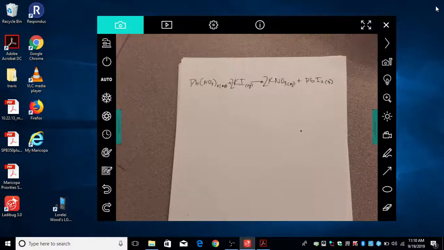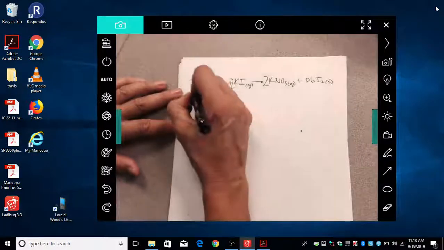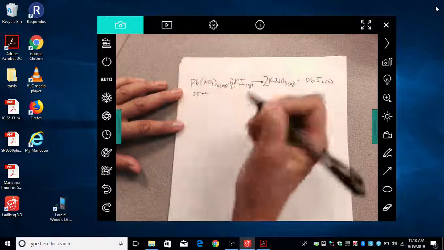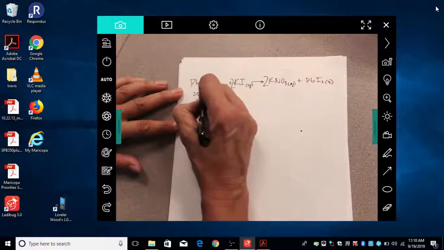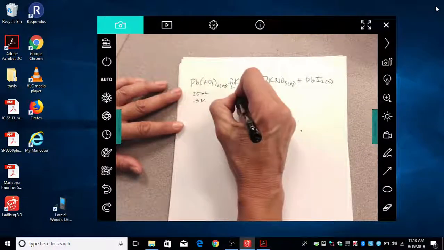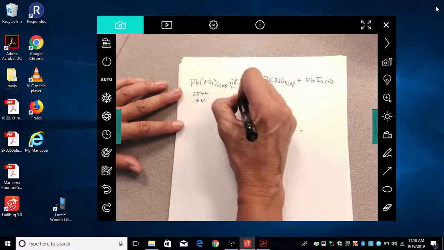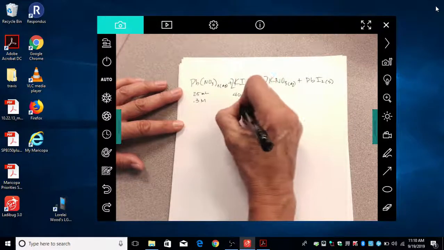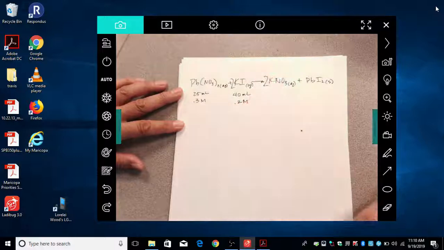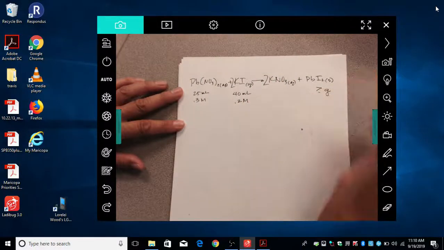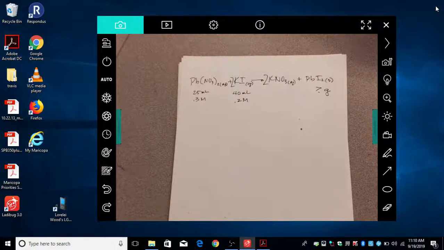So, for example, say I'm starting with 25 milliliters of this stuff and it's a 0.3 molar solution. And I've got 40 milliliters of this stuff and it's a 0.2 molar solution. I want to know what's the mass of the solid I can make based on my starting quantities.